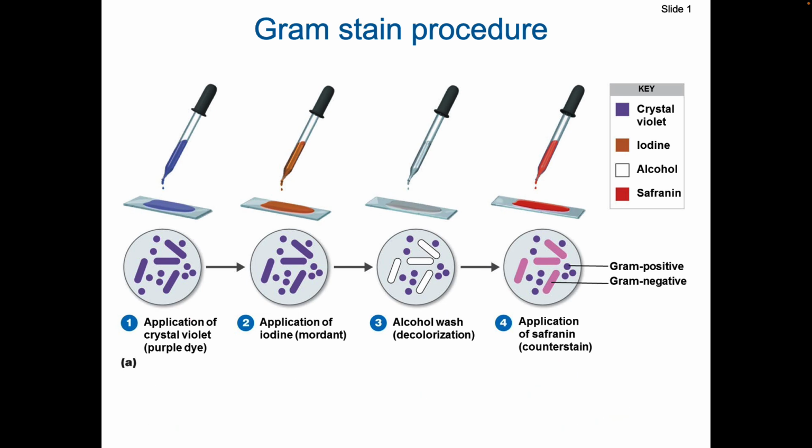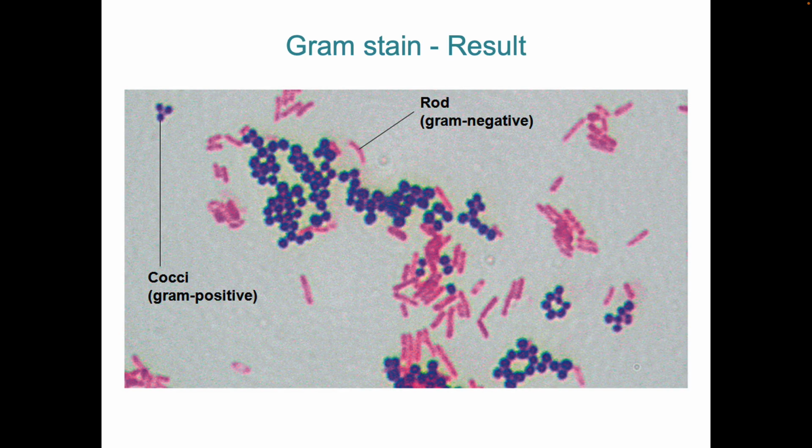Just saying. So this is what an actual image of a gram stain would look like, one that's properly done. You would say that these purple cells here are gram-positive coccus-shaped cells, circular, and then these pink ones, these elongated rods, are gram-negative rod-shaped cells.